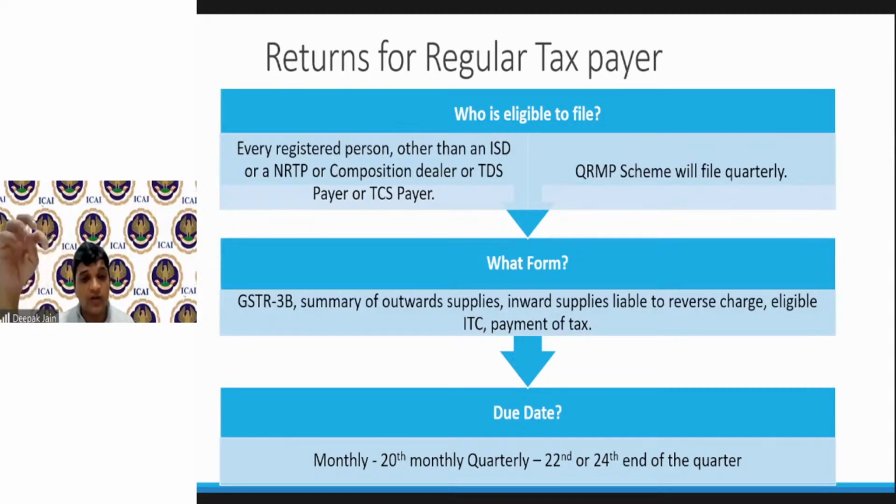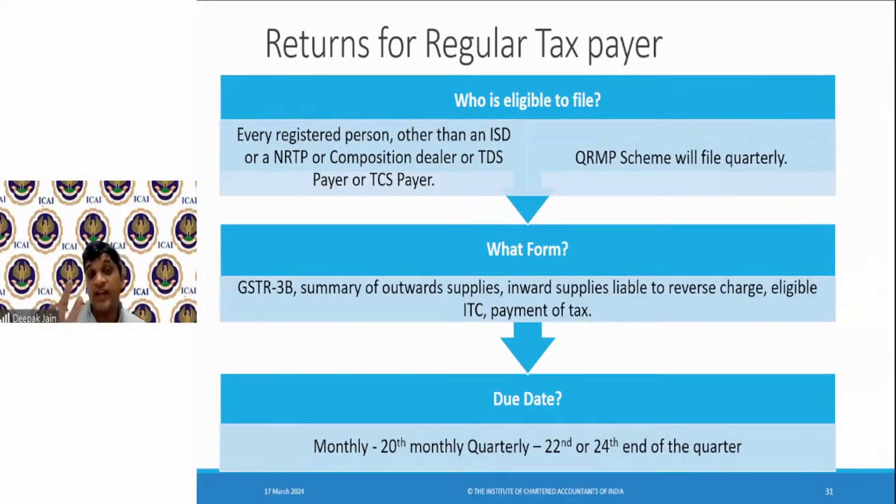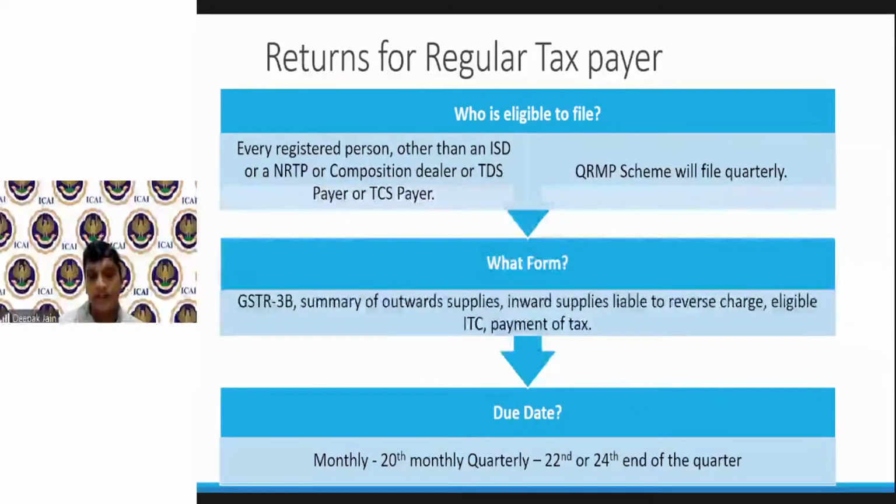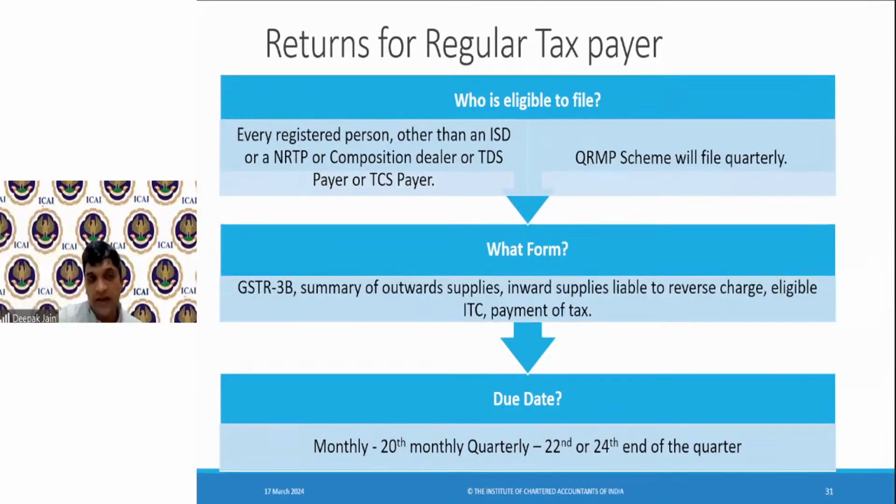Okay, people have said 22nd or 24th May, be careful. The question is tricky. So it is not 22nd or 24th June. It is after the end of the quarter. The quarter is going in June, right? So it will be 22nd or 24th July, not 20th. 20th is only for monthly filers. For quarterly filers, it will be 22nd or 24th.